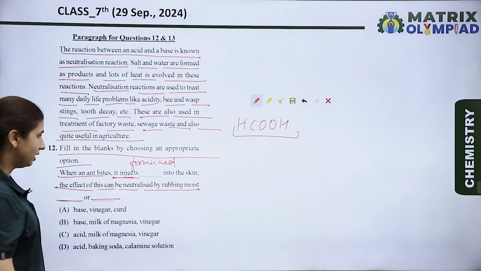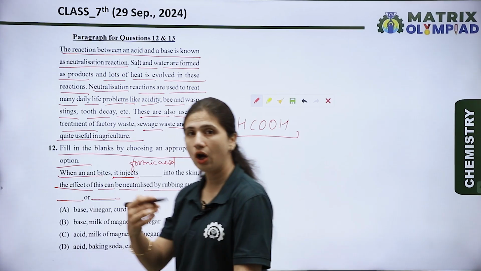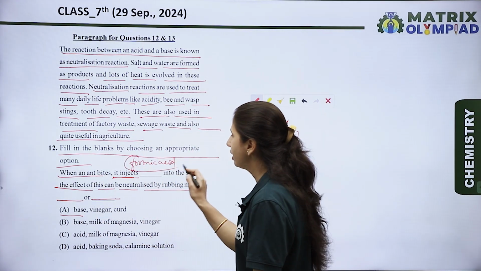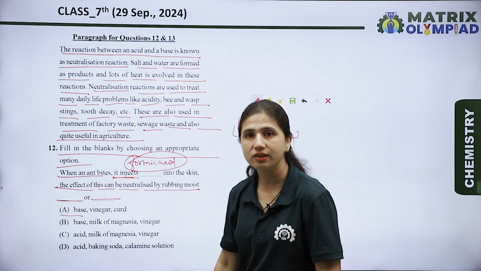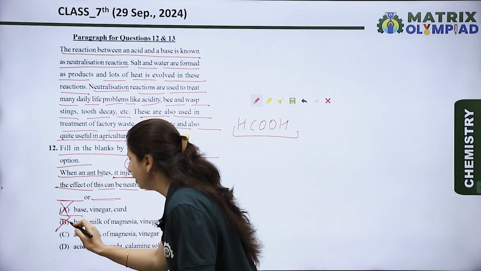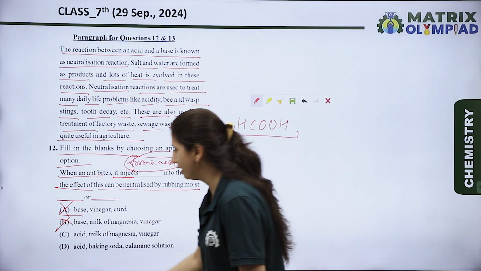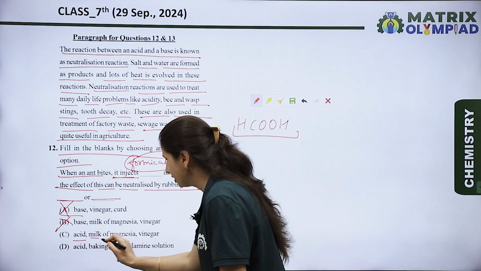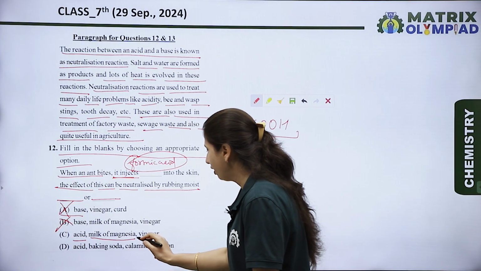Okay, now let's see the options. In option A, base, no, an ant sting injects an acid, not a base. So option A and option B are the wrong options. Now let's see option C, acid. This is right. Then next is the milk of magnesia and vinegar.